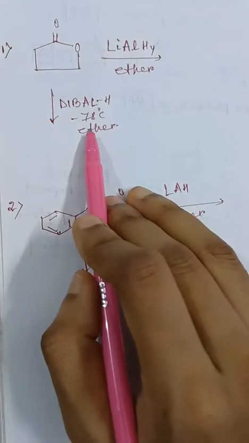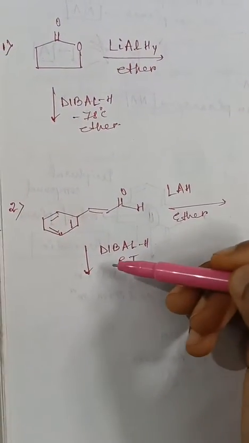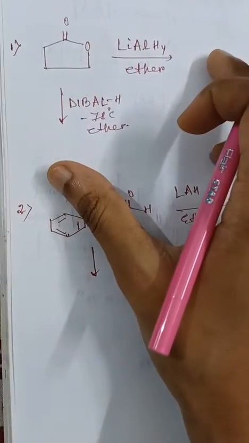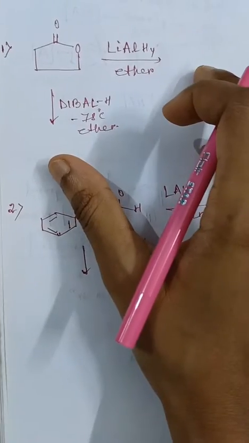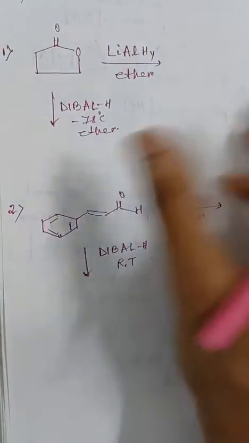And it is used at minus 78 degrees centigrade. It can also be used at room temperature. In the second example, it is used at room temperature. So the outcome will be different here. So we have to know what will be the outcome, which functional group is reduced to what by which reagent.